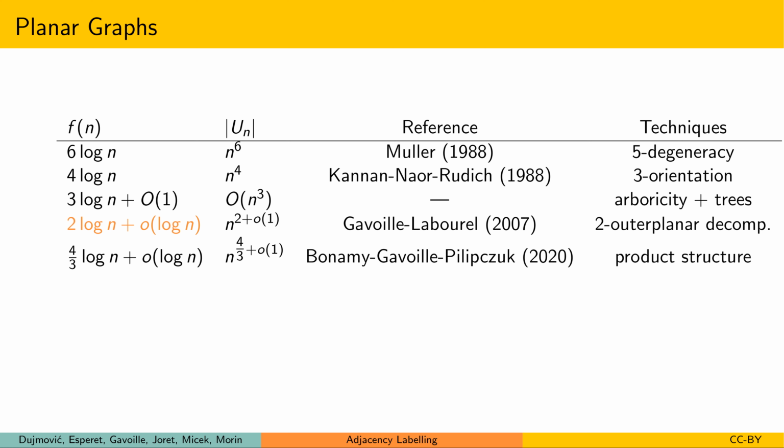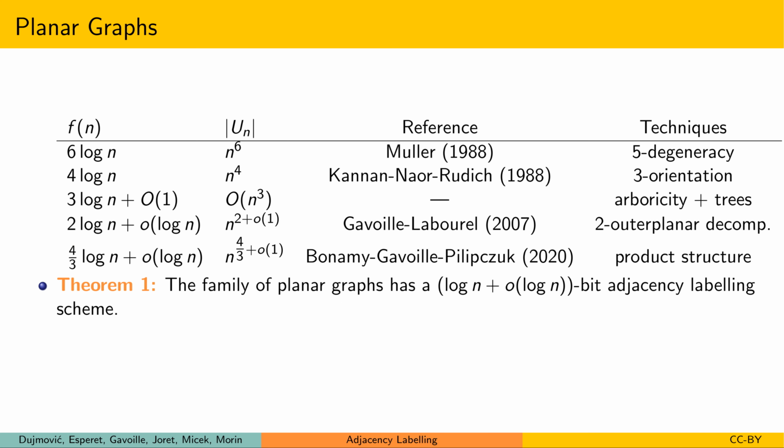Gavoille and Labourel use the fact that the edges of any planar graph can be partitioned into 2 graphs of treewidth 2, along with their labeling scheme for bounded treewidth graphs, to obtain a 2 log n plus o(log n) bit labeling scheme for planar graphs. Very recently, Bonamy, Gavoille, and Pilipczuk used a recent product structure theorem for planar graphs to obtain a 4/3 log n bit labeling scheme for planar graphs.